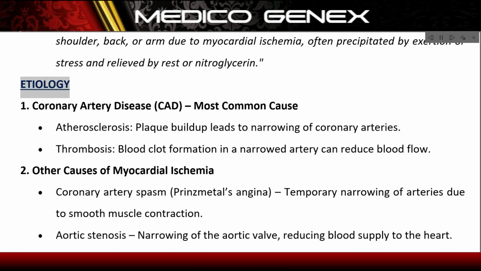Etiology. 1. Coronary artery disease, CAD, is the most common cause. Atherosclerosis, plaque buildup, leads to narrowing of coronary arteries. Thrombosis, blood clot formation in a narrowed artery, can reduce blood flow. 2. Other causes of myocardial ischemia. Coronary artery spasm, Prinzmetal angina, is temporary narrowing of arteries due to smooth muscle contraction. Aortic stenosis, narrowing of the aortic valve, reduces blood supply to the heart.